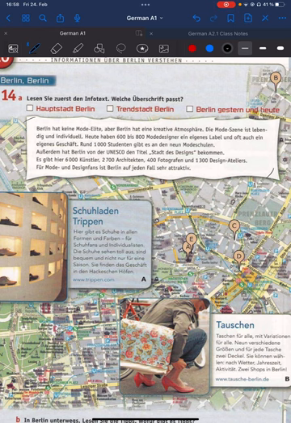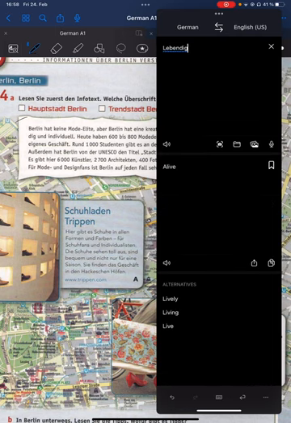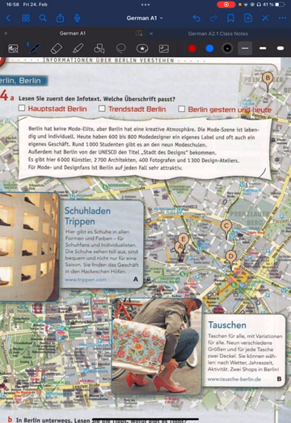The Mode Szene ist lebendig und individuell. Okay, lebendig, alive, lively. Okay, the fashion scene is lively and individualistic. Heute haben 600 bis 800 Mode Designer ein eigenes Label und oft auch ein eigenes Geschäft. Okay, today we have 600 to 800 fashion designers with their own label and often also their own store. Rund 1000 Studenten gibt es an den neuen Modeschulen. Okay, around 1000 students there are in the new fashion schools.